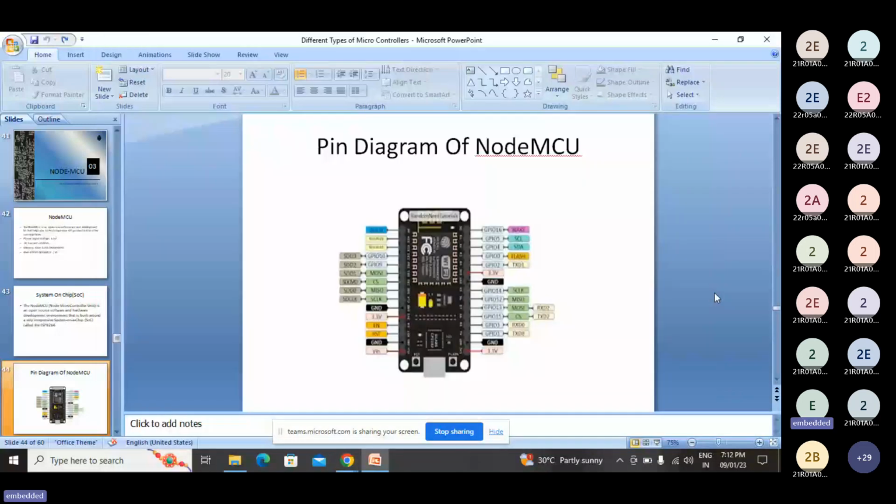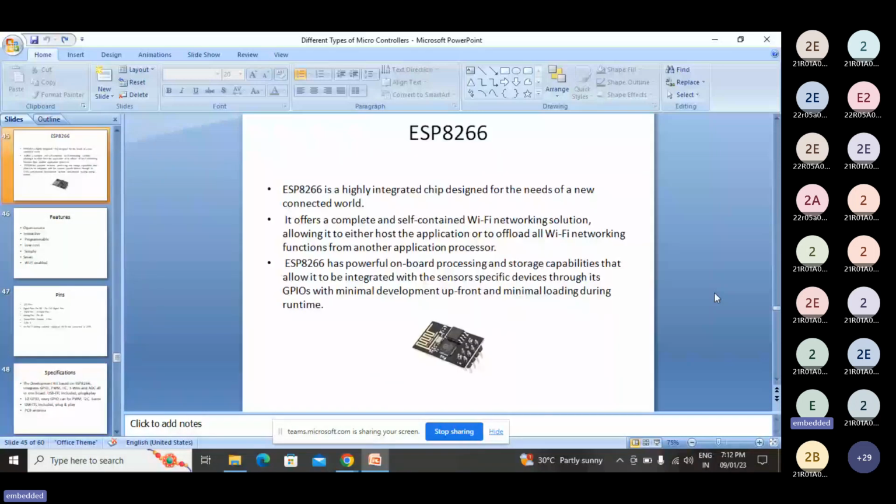So, ESP8266. ESP8266 is a highly integrated chip designed for the needs of a connected world. It offers a complete and self-contained Wi-Fi networking solution, allowing it to either host the application or to offload all Wi-Fi networking functions from another application processor. ESP8266 has powerful onboard processing and storage capabilities that allow it to be integrated with the sensors and other application-specific devices through its GPIOs, with minimum development upfront and minimum loading during runtime. Here is a diagram showing how it looks.